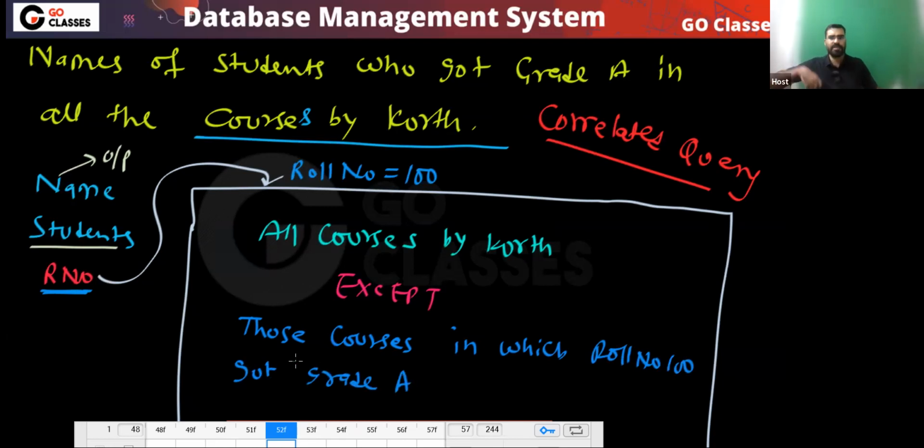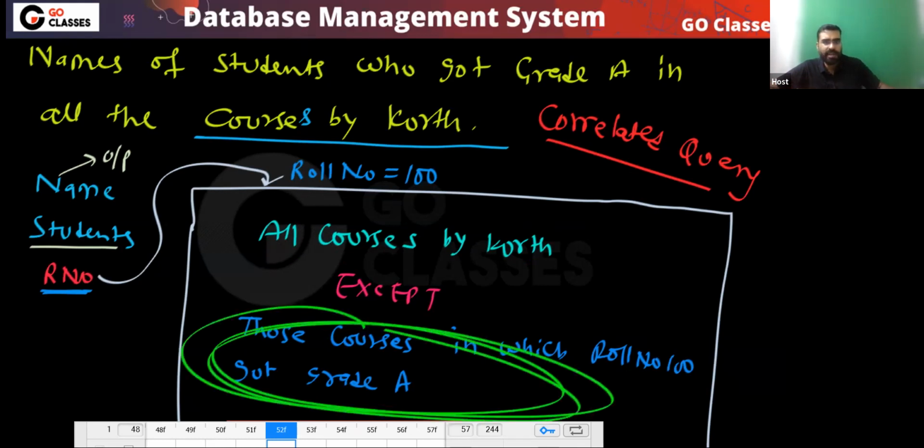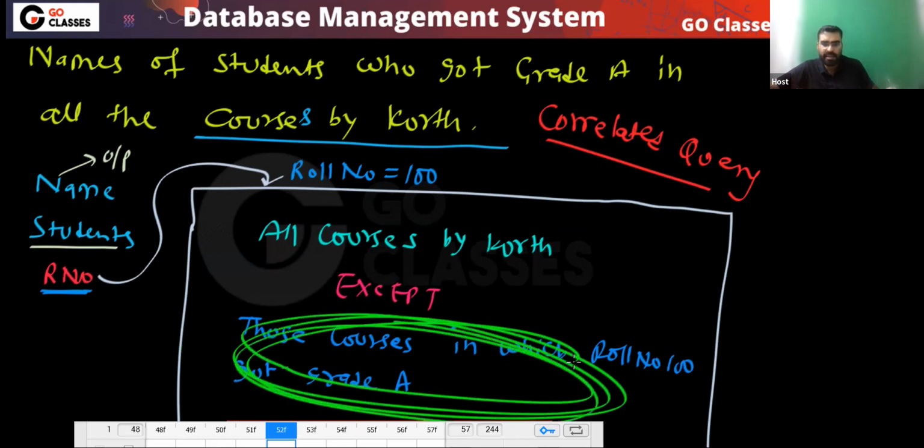what are you expecting this set to be? If this set is empty, then what will happen? What does it mean? We are finding all the courses by Korth, and from these we are removing those courses in which roll number 100 got grade A. Yes or no? So after removing, this should be empty. Is this clear? Tell me, is this clear? He can get grade A in all the courses.